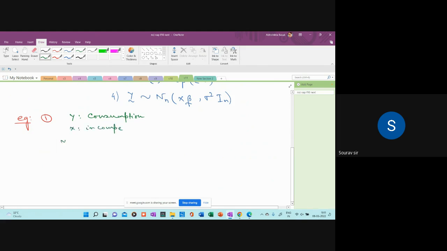And based on this, I am having a model yi equals beta naught plus beta 1 xi plus ui. Obviously, ui is the error. So, usually what we assume is that the variance of yi is equal to sigma square. This is the homoskedasticity.